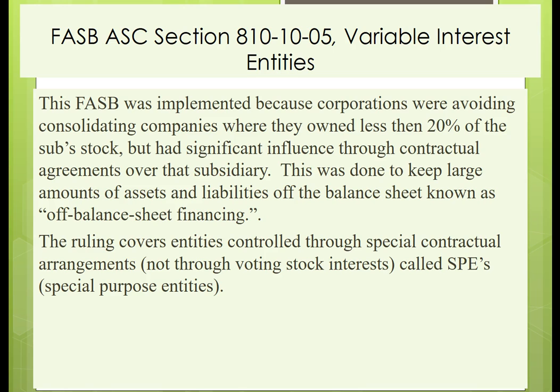Now, one other area I wanted to cover, I know they cover this in the book, is what happens if a company owns less than 20%, which would dictate they use the fair value method. However, they have significant influence through a contractual agreement with the subsidiary. This is also known as off-balance sheet financing. Well, GAAP came out with a new ruling that says if you have significant influence even though you own less than 20% of the stock, you must do consolidated financials. So these SPEs, as they're called, must be part of your consolidated financials.